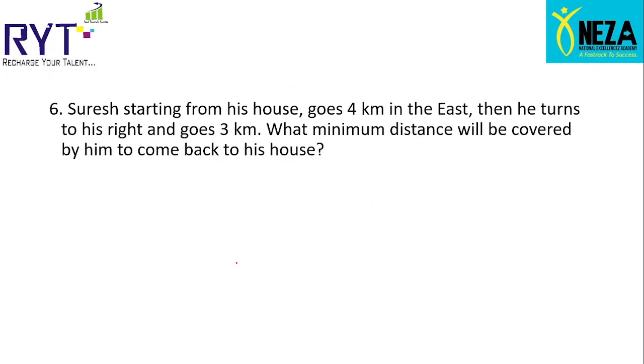Next question. Suresh starting from his house goes 4 kilometers in the east. Let us assume this is his place. 4 kilometers to the east. Turns right, goes 3 kilometers. What minimum distance will be required for him to come back? So this will be the minimum distance.